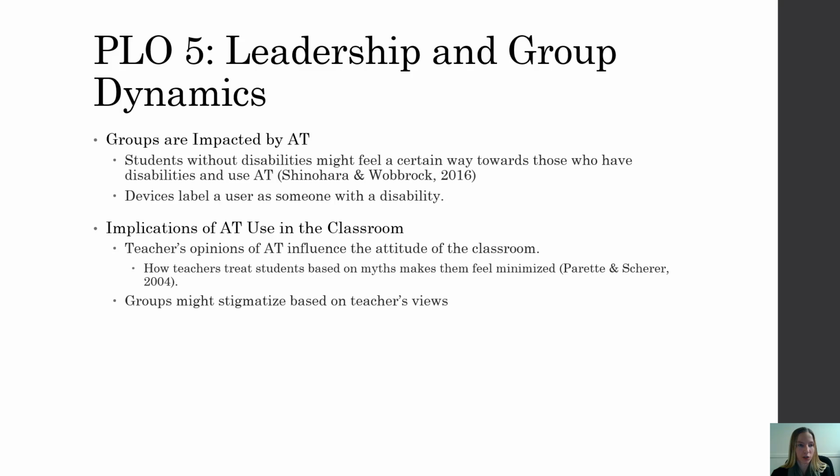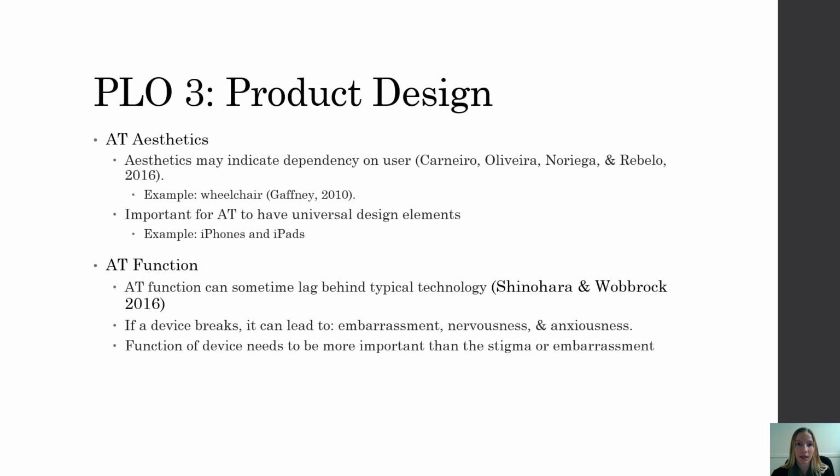Okay, we're going to move on to program learning outcome 3, which is product design. Assistive technology aesthetics, or the look of the device, can definitely be related to stigma. Stigma can be created when a device is looked at as different by others, creating shame for the user. Aesthetics of a device is one of the things that can create stigma, as it may indicate dependency on the user. So for an example, a wheelchair can make the user look passive, helpless, and dependent solely based on the AT.